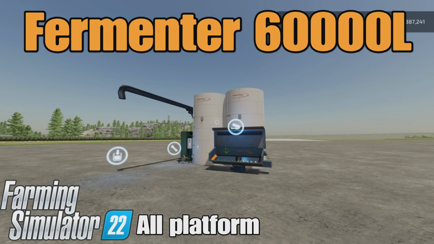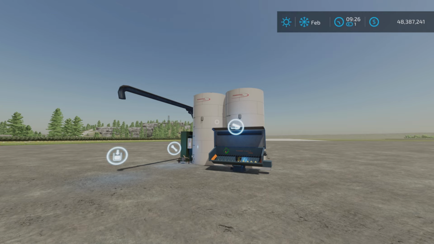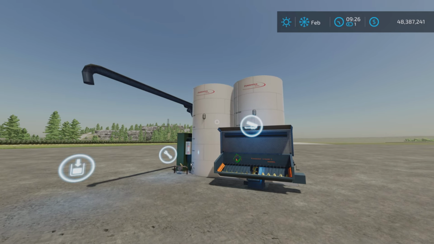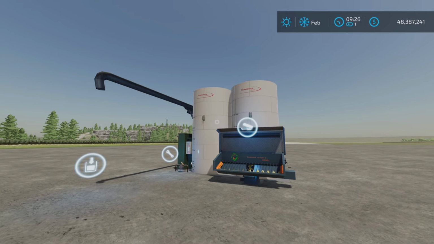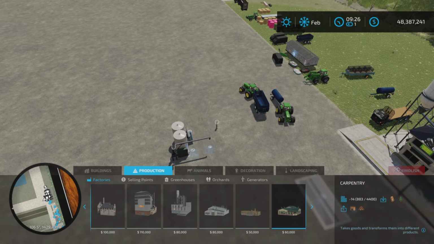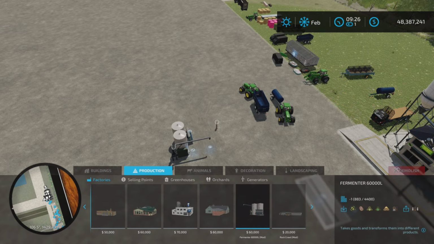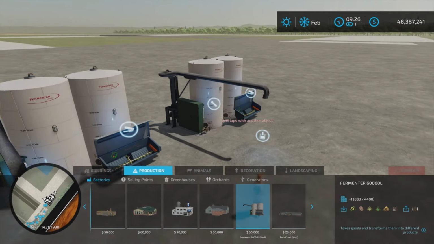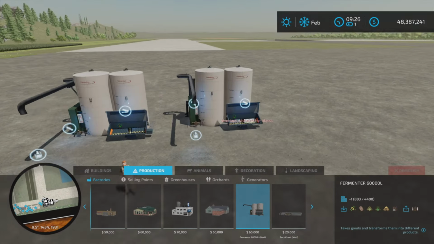Fermenter 60,000L by DS Power on Farming Simulator 22. It's for all platforms, PC, Mac, and console. I'm on PS5 here on the Rock Crawl map for this test, demonstration, and review of this Fermenter. This is an 8.03 megabytes download, 10 slots on console, productions, and factories. There it is, 60,000. There's a lot of sixes in this mod.